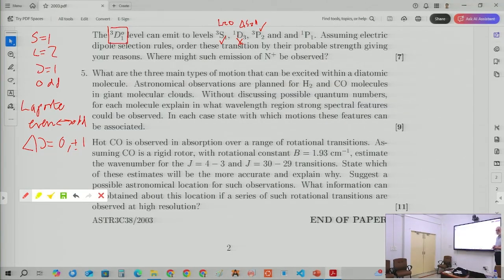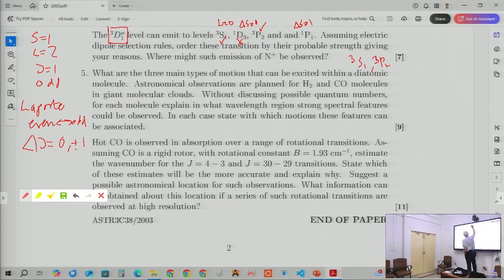So delta S is not equal to 0, so it's not allowed. So delta S is 1. Yep. And yeah, so it's an intercombination line, exactly. So if you're doing this, the question actually says not which is forbidden and which is allowed, but I think you meant to put them in order. Yeah, give a probable order.